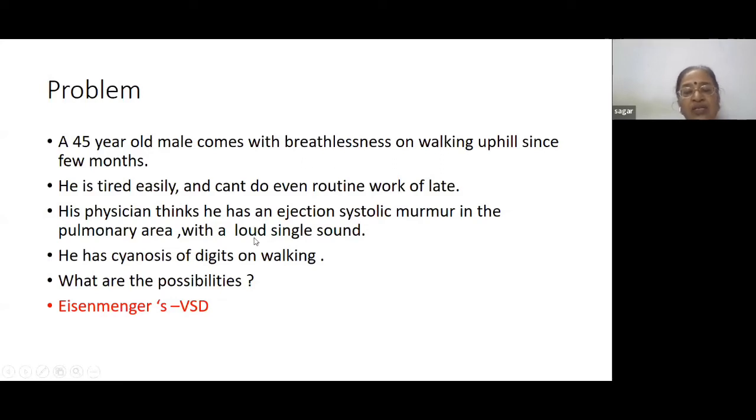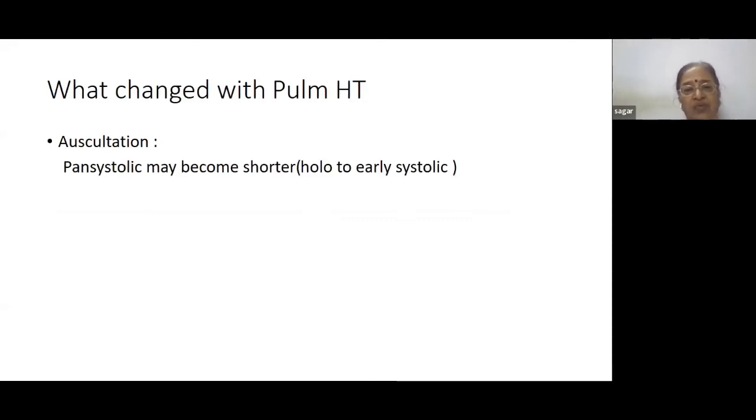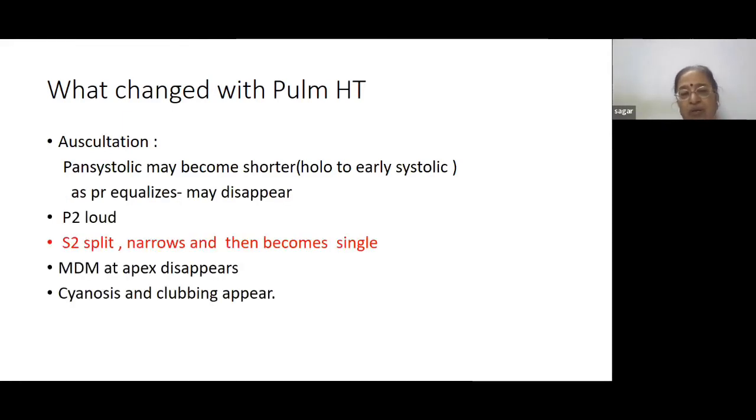Now, what you notice is, where is that murmur of the VSD? It's gone, isn't it? That is because the pressures are equalized. So let's look at this slide. What changed with pulmonary artery hypertension on auscultation in a VSD? The pansystolic murmur may become shorter. As the pressure equalizes between the left and right side, the tendency for the left to flow to the right becomes less and less. So the murmur becomes shorter, from holosystolic or pansystolic to early systolic, and when the pressure equalizes, it goes. So it will disappear when the pressure equalizes.